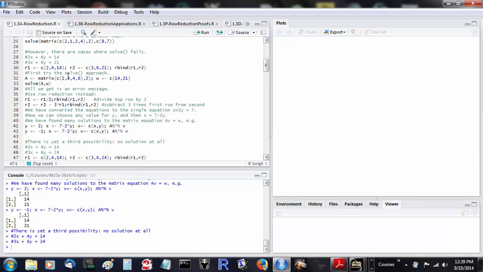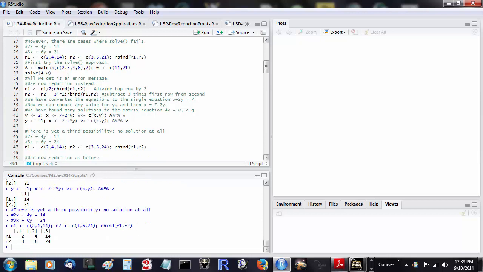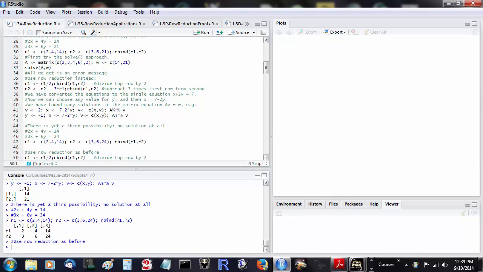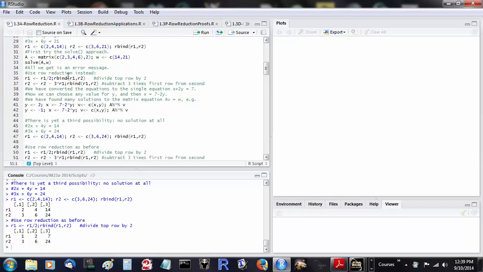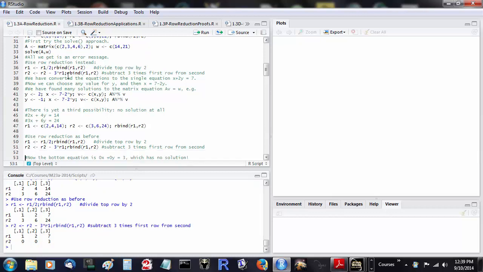How would we discover this by row reduction? Easy. Again, make the two equations into vectors, bind those together as rows to get our matrix. Row reduce, same first step, divide the top row by 2. Now what we have to do is subtract 3 times the top row from the bottom row, and we look at the bottom row. What does it mean?